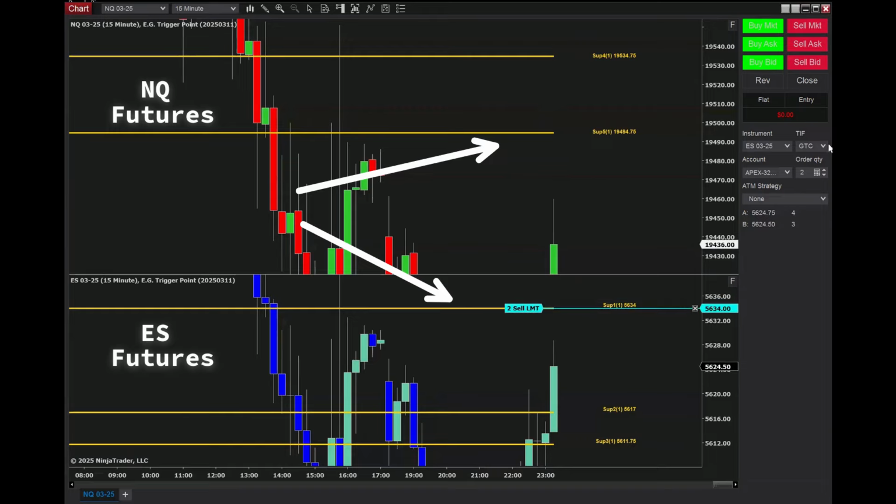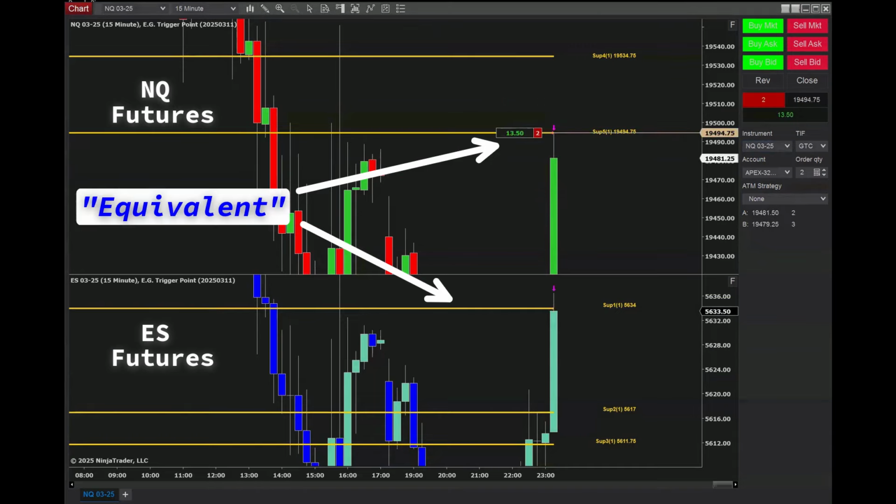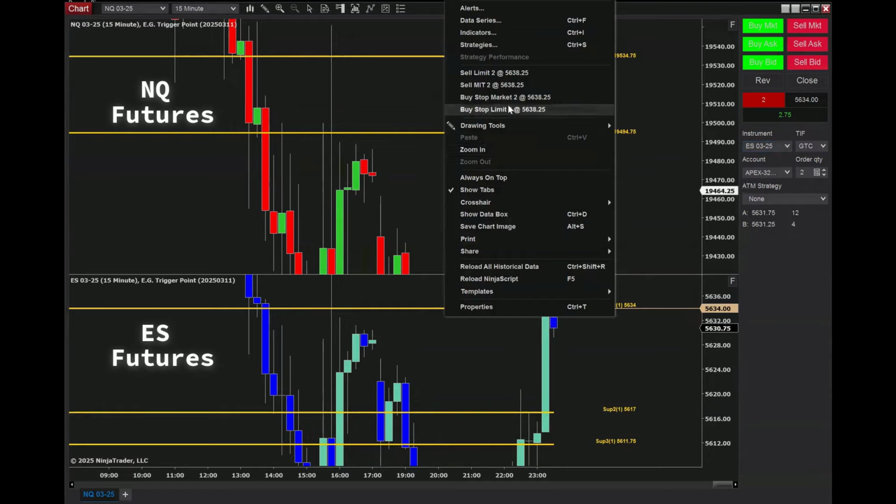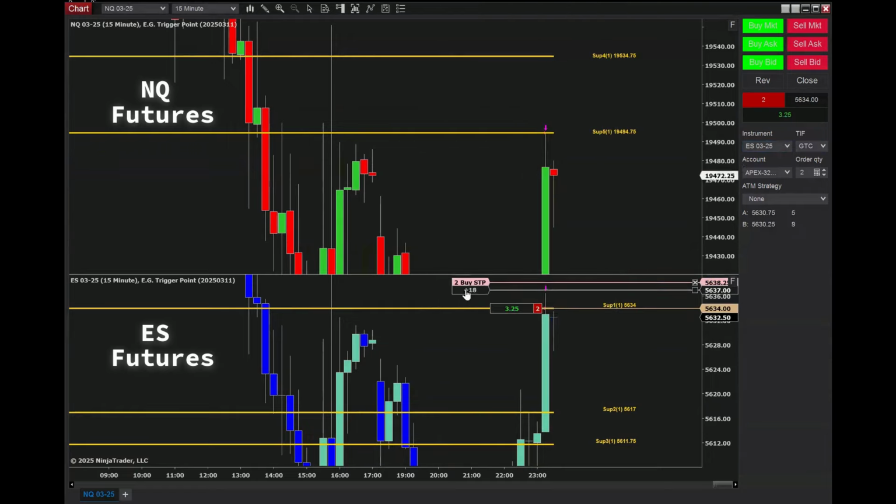According to the correlation methodology, NQ's resistance and ES resistance are equivalent levels. Remember this term, equivalent levels. So I'm entering here on both with 2 contracts.